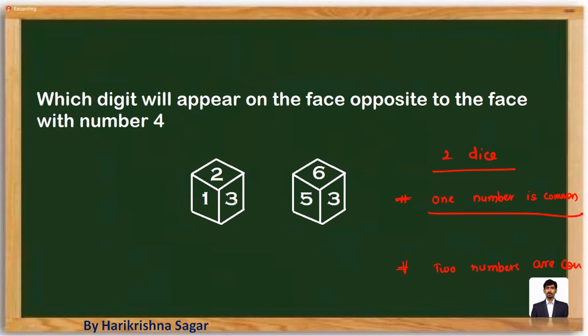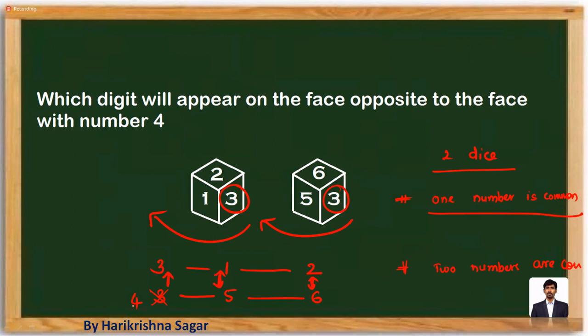Here, if one number is common, for example, 3 is common in these two, you try to go with the orientation method. Orientation method means here we are able to see 3. After 3, what is the number? 1. After 1, what is the number? 2. Look at the next one. After 3, the number is 5. What is the number next to it? 6. So from this data, we can say 2 opposite is going to be 6, 1 opposite is going to be 5, and 3 opposite cannot be 3. It should be some other number. What is that number? It should be 4.